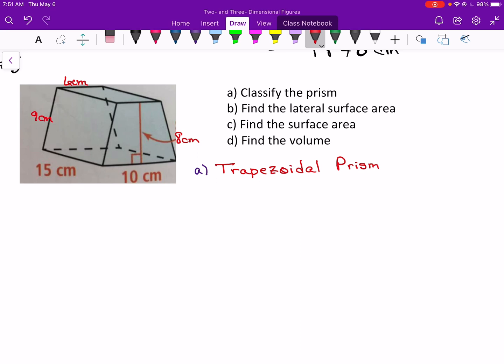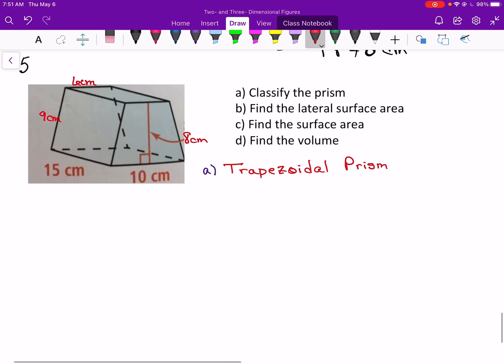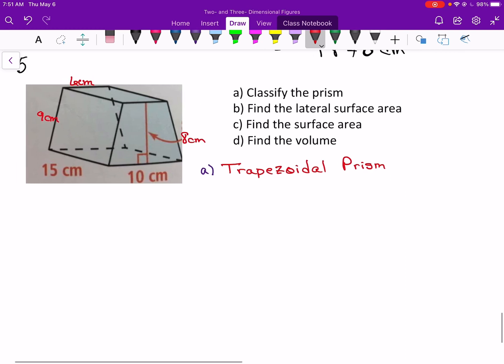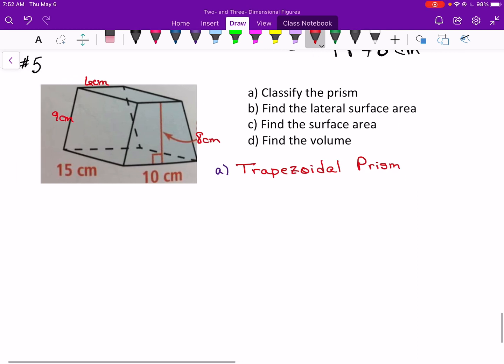If it helps you, you can visualize picking that thing up and sitting it on the trapezoid. So you have a trapezoid on the bottom, you have a trapezoid on the top, okay? We might as well go ahead and figure out which number would be the height of the three-dimensional figure, the height of the prism. The height is that length that goes between the two trapezoids.